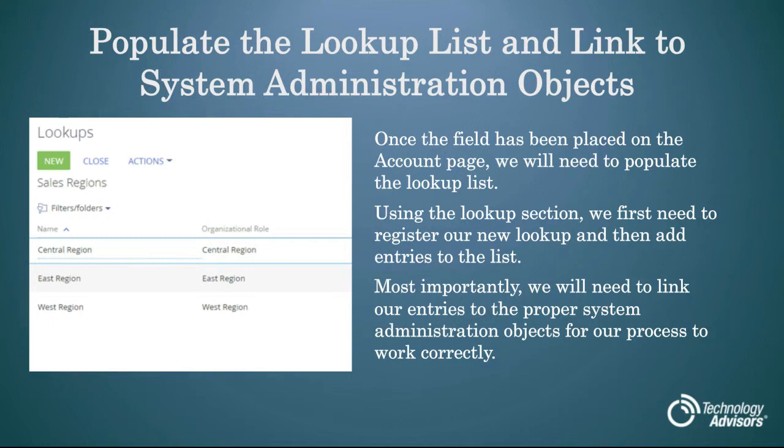Okay. So once Section Wizard has finished publishing that change and that new column has been added to the screen, we're going to need to populate the lookup list we created. To do that, we're going to go into the Lookup section, which is found through System Designer, of course. Once again, that's only available to system administrators. We're then going to populate the name column with the names of the different regions that we'll be using in that lookup list. And then we'll have to link those lookup entries to the proper system administration objects for this process to work correctly.